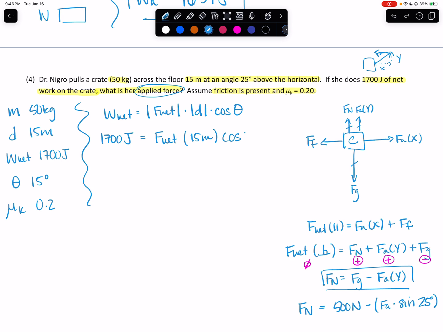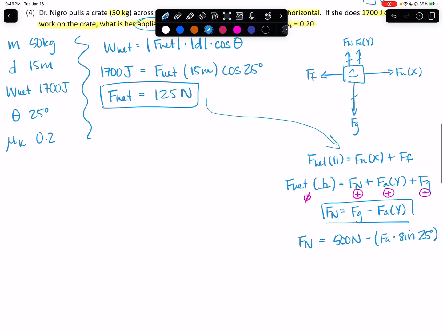Oh, this should be 25. Hold on, I put this wrong over here. 25. Okay, so we plug that in and solve for that net force. The net force acting on our object is 125 newtons. All right, so with that, I'm now going to go look at my Fnet equation. I know that that net force is also equal to the x component of the applied force plus my frictional force. I know that the x component is positive and the frictional force is negative. So I'm going to make sure I include those signs.